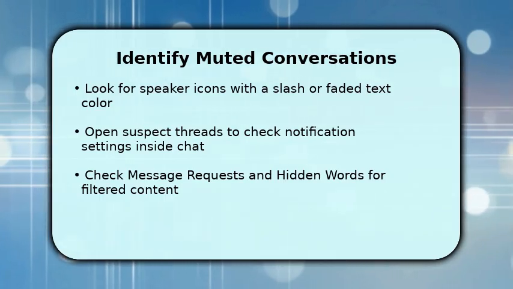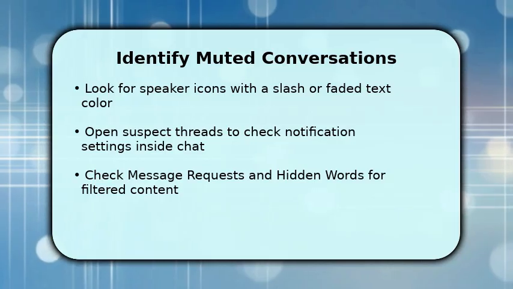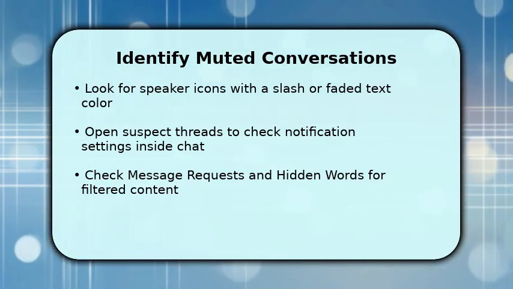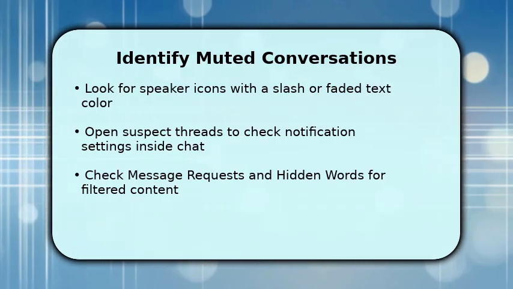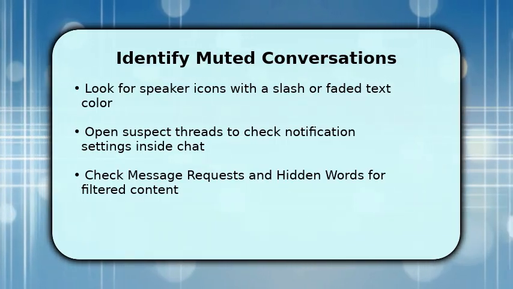Once done, review message requests and hidden words under settings to ensure messages weren't filtered instead of muted. This step explains why muted threads stop notifying you and where Instagram keeps those controls.